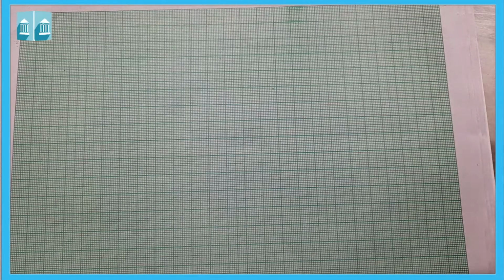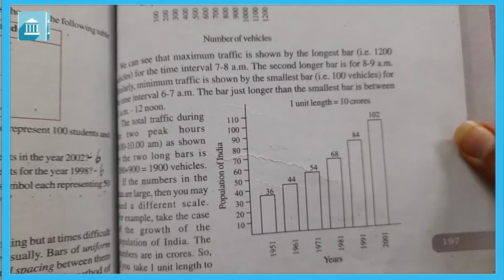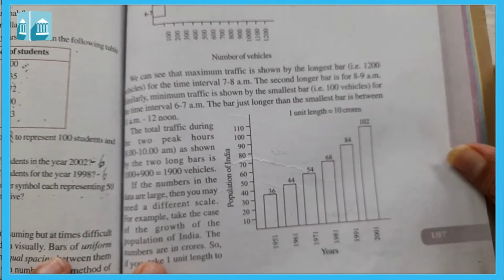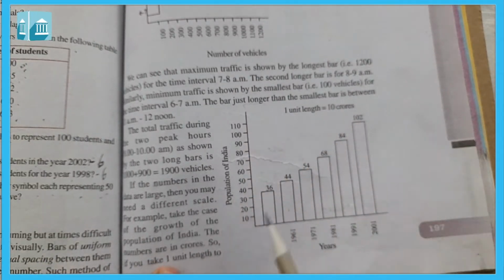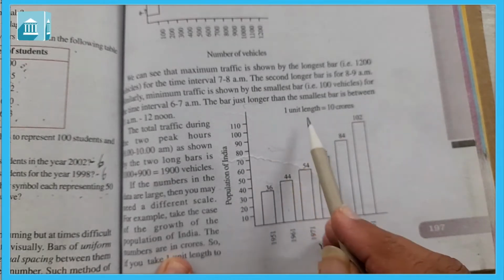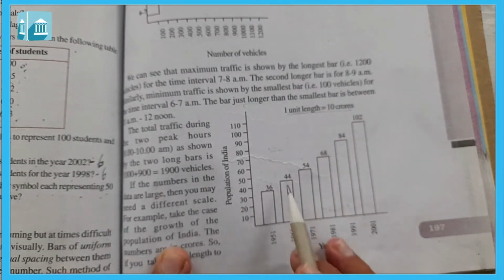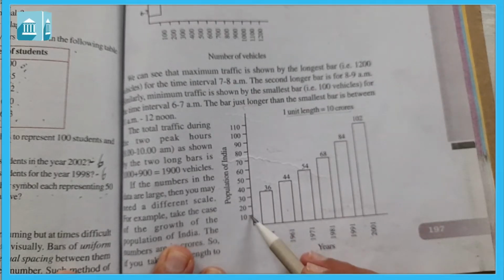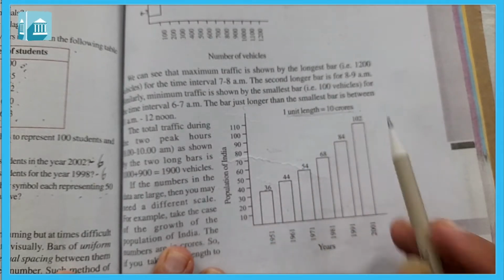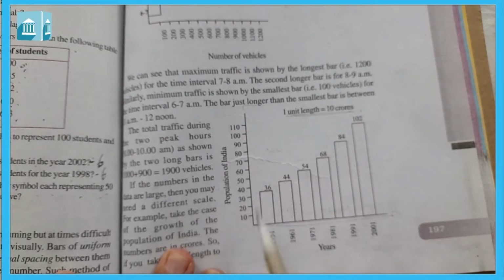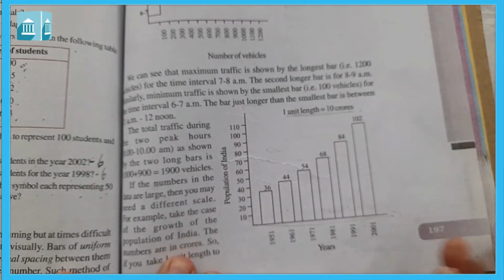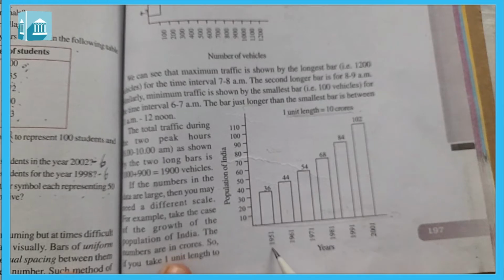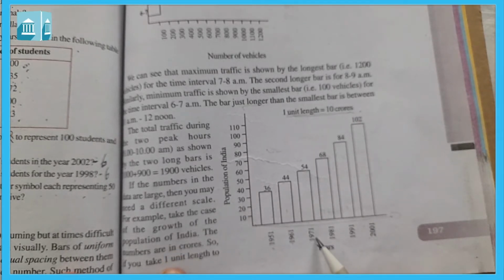Now in your textbook also it is given. See here, one bar graph is given here. The most important thing here is first we have to give the title. Then unit we have to give. Unit means here what unit is there, it is given 10 crores. Then this is x-axis, this is y-axis, means one horizontal line we have to draw, one vertical line we have to draw. Then here year is given, that is 1951, 1961, 1971, 1981, 1991, 2001.